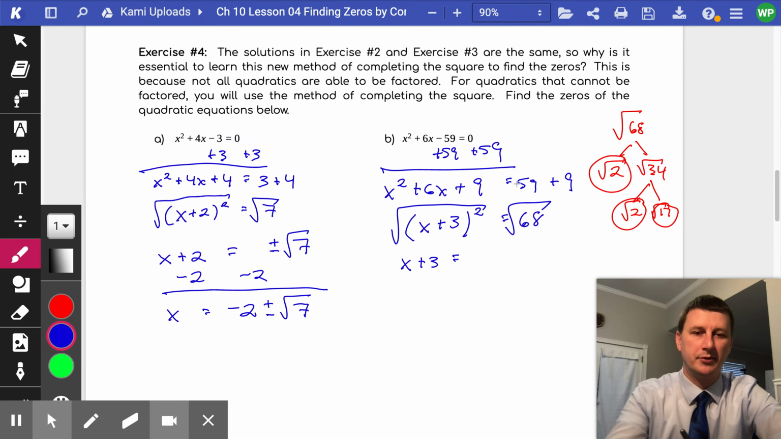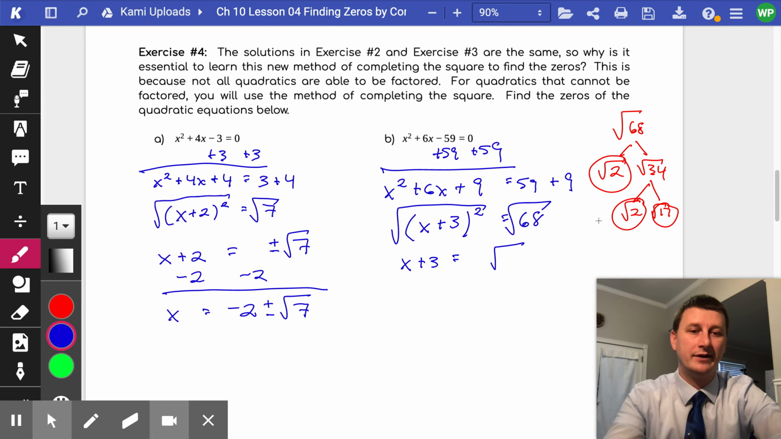So going back to my problem over here, I want to take a look and see if I have any pairs. I have a pair of 2s, so I'll cross off 2 2s, and I'll write 1 2 on the outside. And I have a single 17, so I'll cross off the single 17 and write 1 17 on the inside. Don't forget my plus or minus. And so square root of 68 simplified is the same as 2 radical 17, plus or minus.